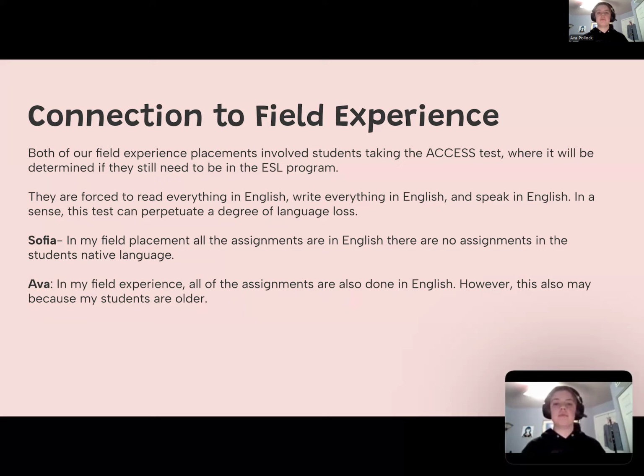In my field experience, all the assignments are in English. There are no assignments in the student's native language. In my field experience placement, all the assignments are also done in English, but this may also be because I worked with eighth graders and they are further down the language learning road.